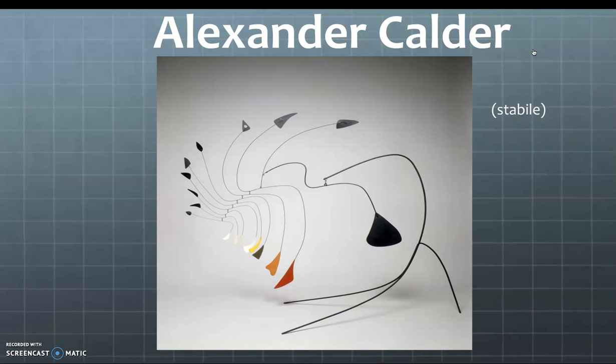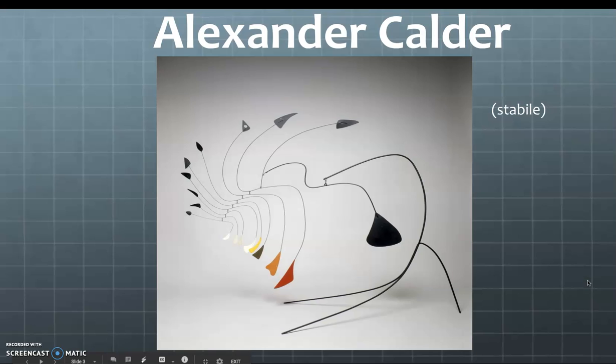This is one of his examples of his stabile. So mobiles move, stabiles, they can move. If you look right here, it's hanging right there. This could move, but it's stable because it's actually secured to the ground, right, versus hanging.